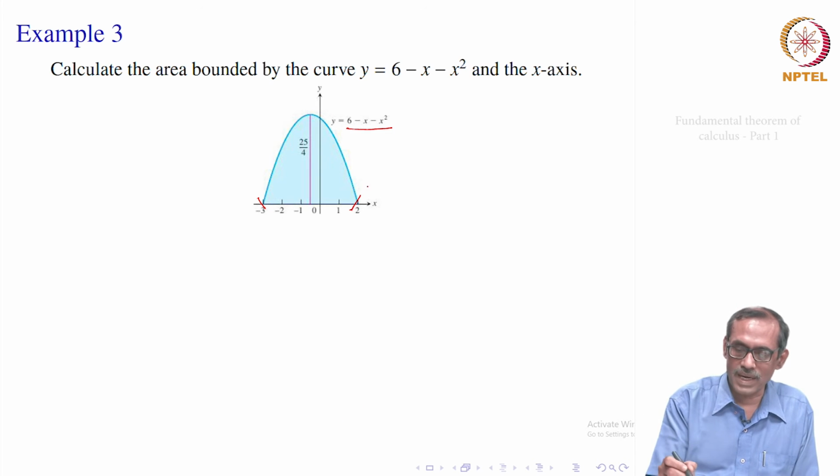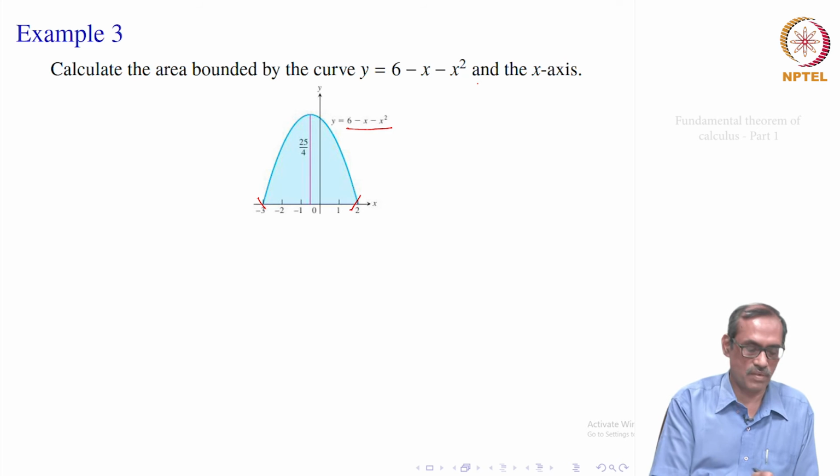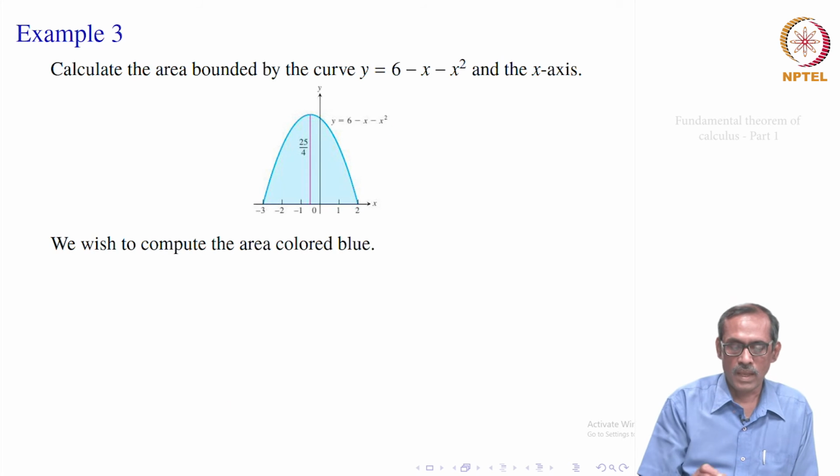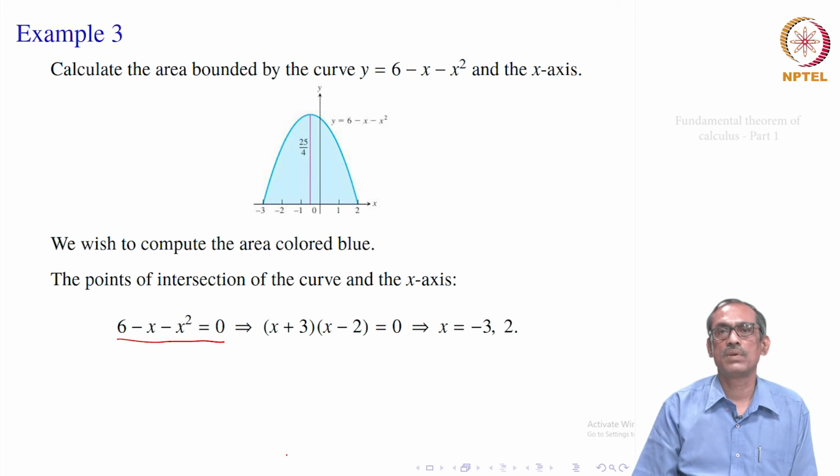So, in order to see what those points are, we must first find out where this curve crosses the x axis. When it crosses the x axis, that means y equal to 0. So, when 6 minus x square equal to 0, that is our first question. So, to compute the area, first we find the intersection, we want to see where 6 minus x square equal to 0.